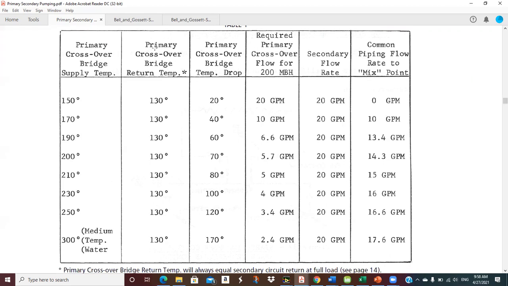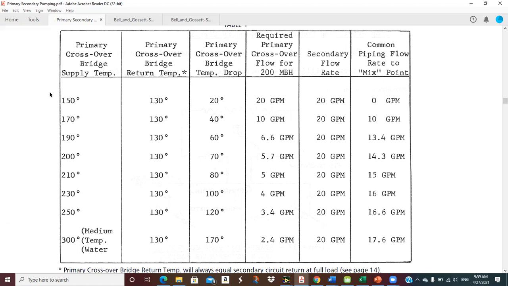Our primary crossover bridge return temperature, the temperature coming out of the coil, is going to be 130, no matter what the primary supply water temperature is. So now we can get the primary crossover bridge temperature drop. It's just this number minus this number. So if the primary temperature was 150, then we'd only have a 20-degree drop.